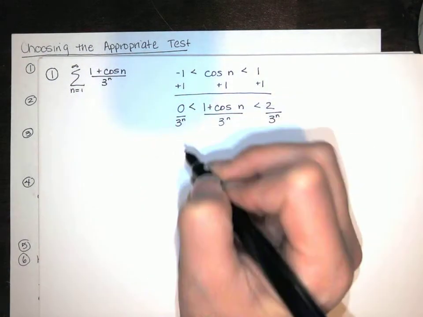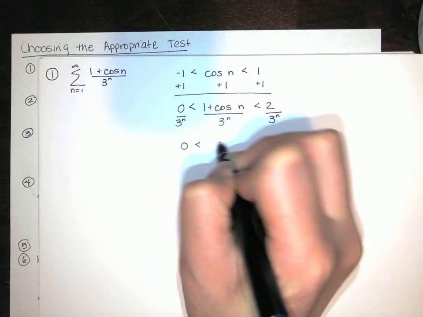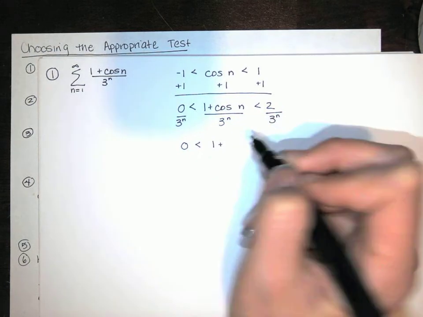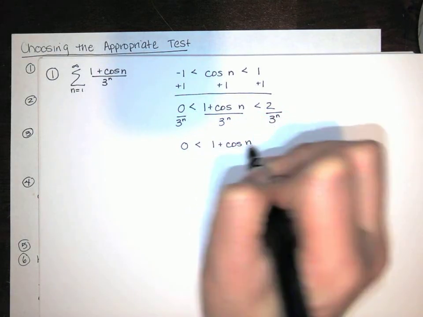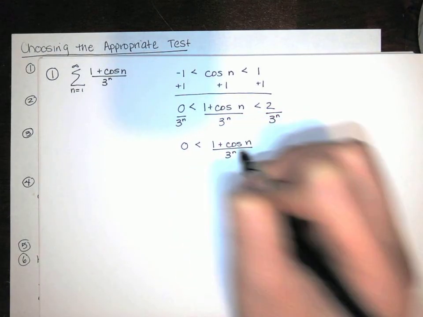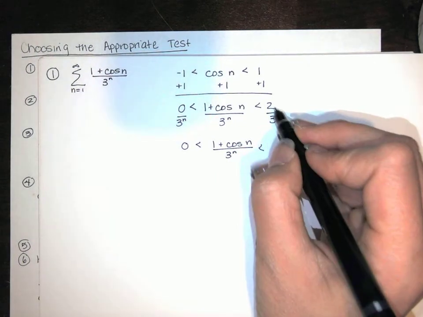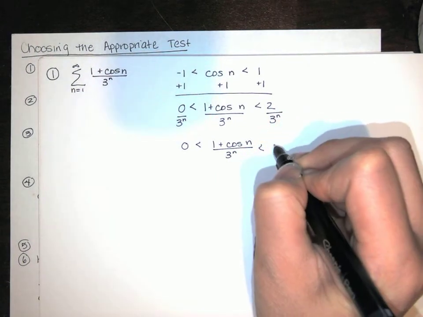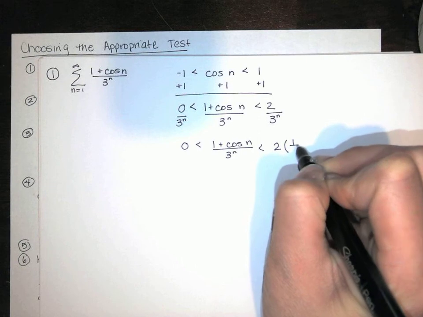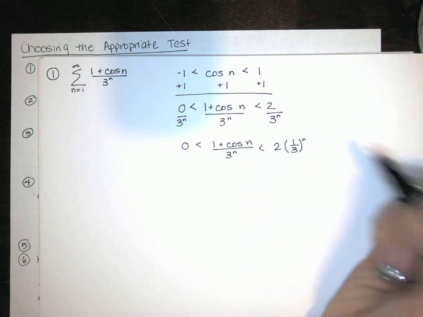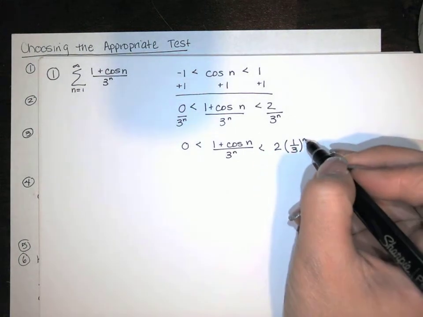All right, and of course 0 divided by anything is just 0, except for 0. I've got my nth term in the middle, and then over here, I could rewrite that. 2 over 3 to the n is the same as 2 times 1/3 to the n. And if you don't believe me, you should expand that.